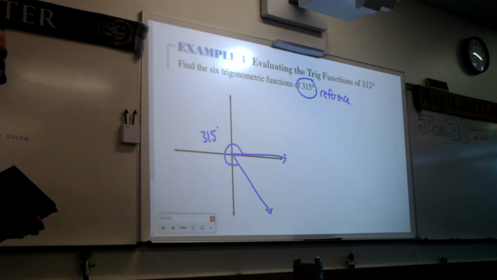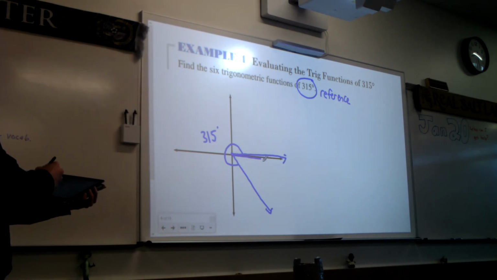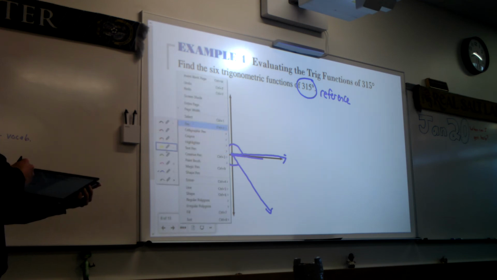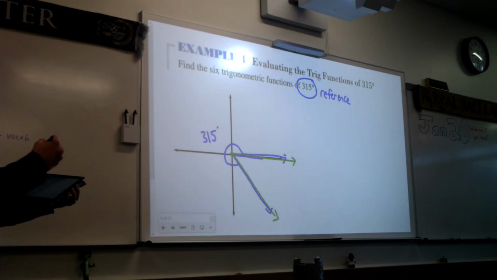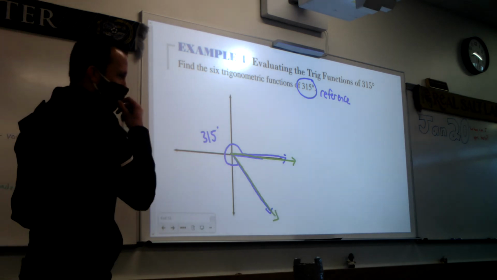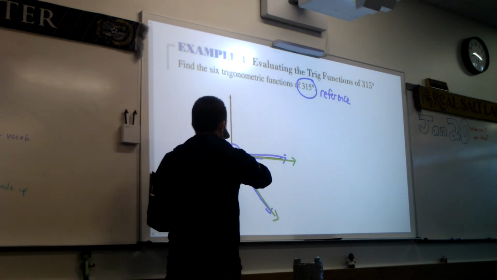What do we highlight? Yep, good job. I'm going to go to, here's the x-axis, and here's the terminal side. So that's going to be my reference angle. What is the measure of this? How much further did I have to go to make it to 360?